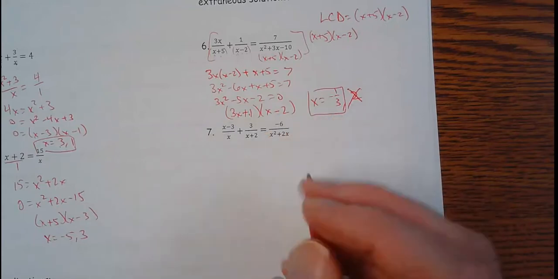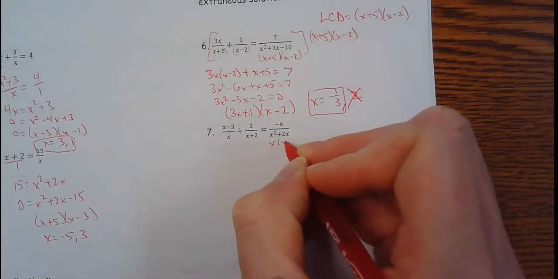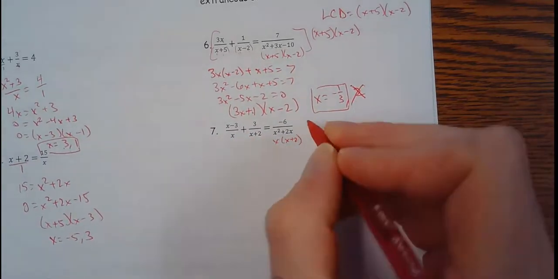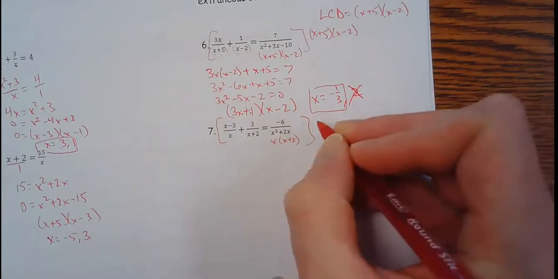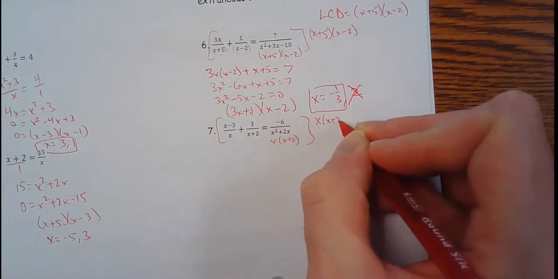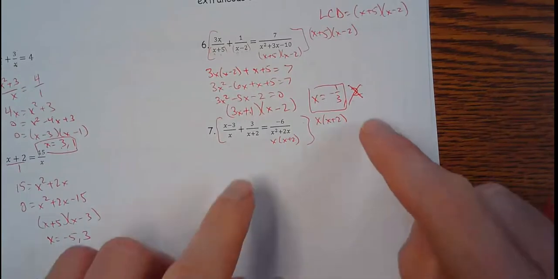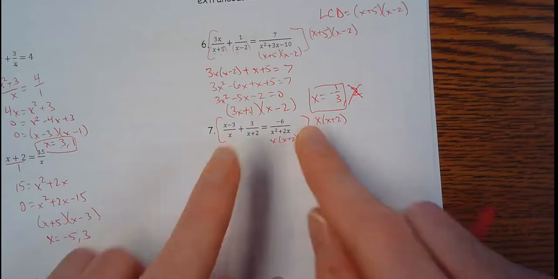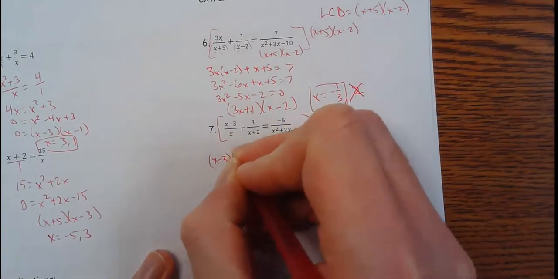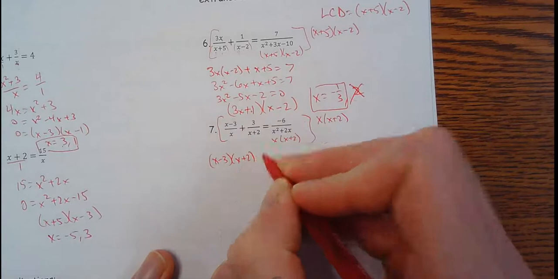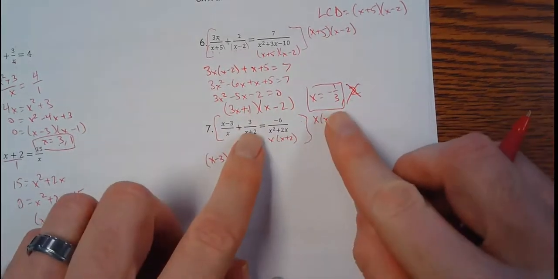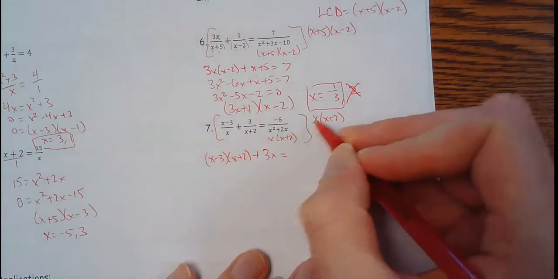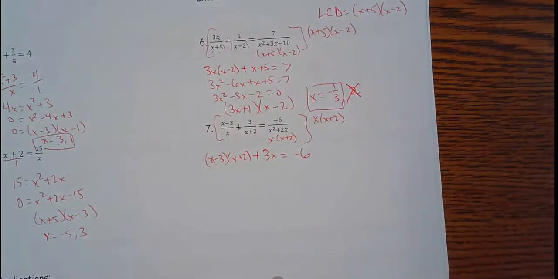Next one, so least common multiples here. Let's factor this just to see what the factors of that are. And it looks like the least common multiple of all of these will be x times x plus 2. So if I distribute this out, if I multiply the first expression, the x's will cancel out. It'll be x minus 3 times x plus 2 plus, and here the x plus 2's cancel out, so it'd be 3x, equals, that completely cancels out, so it'd be negative 6.